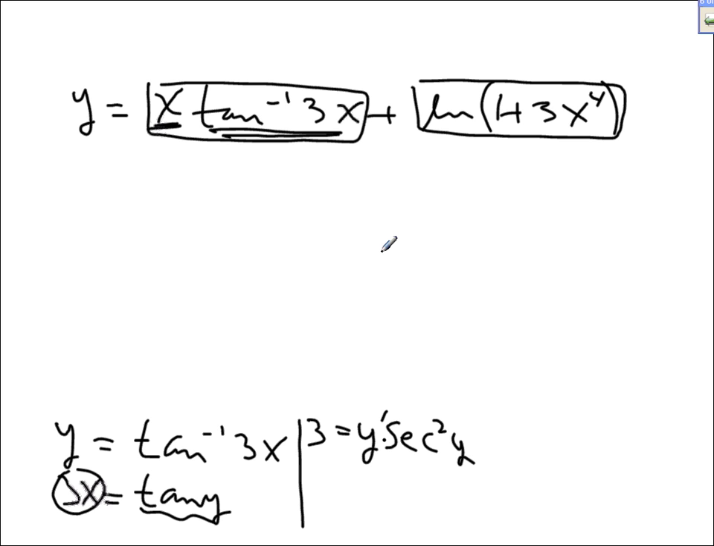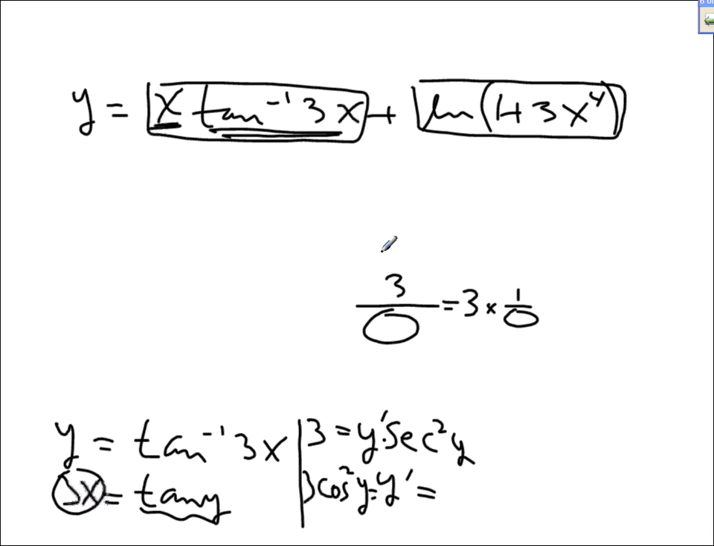I want to divide by secant squared, and whatever you put here, you can always multiply it by the reciprocal. The reciprocal of secant is cosine. The right side is going to be 3 cosine squared y. Now, all I need to do is get rid of the y.